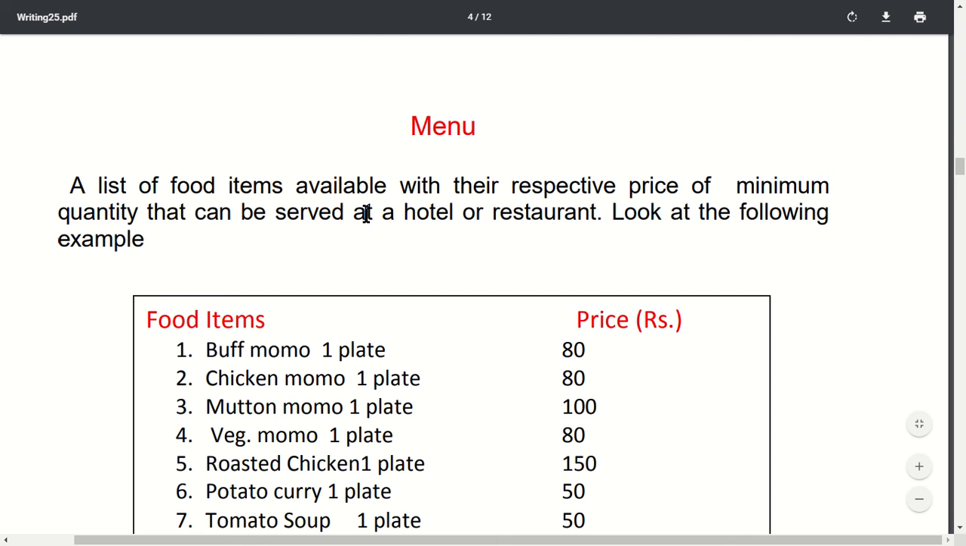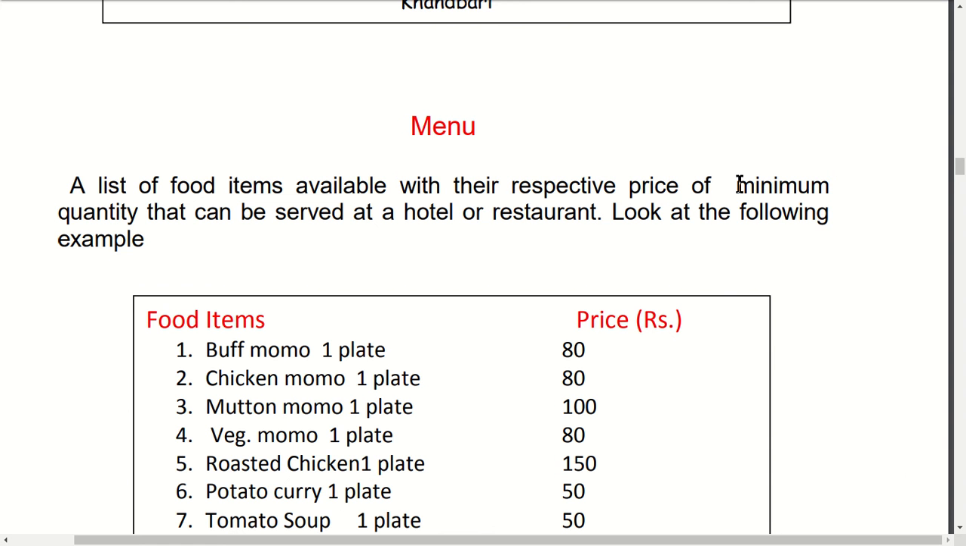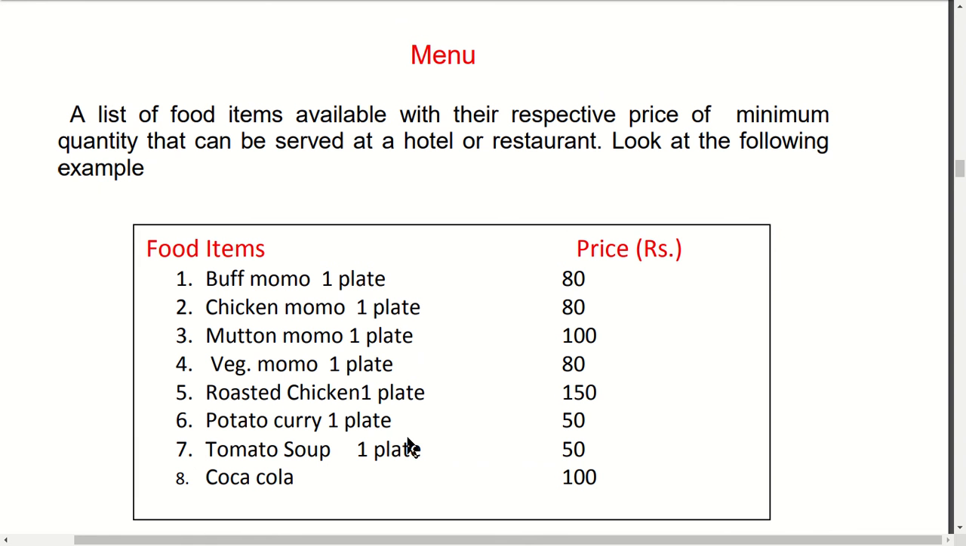A list of items available with their respective price. What kinds of food items are there and how much do they cost? That price is mentioned in the menu there. You study the menu there. You also study the price there and you order. Minimum quantity is 1 plate, 2 plate, half plate, generally 1 plate here. That can be served at a hotel or restaurant.